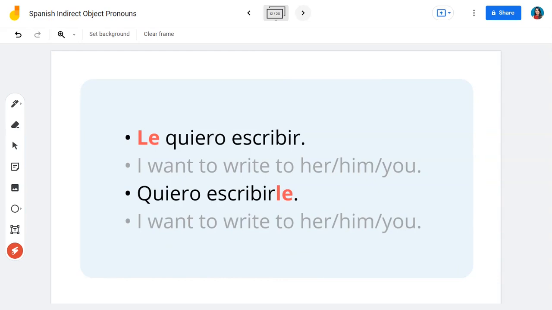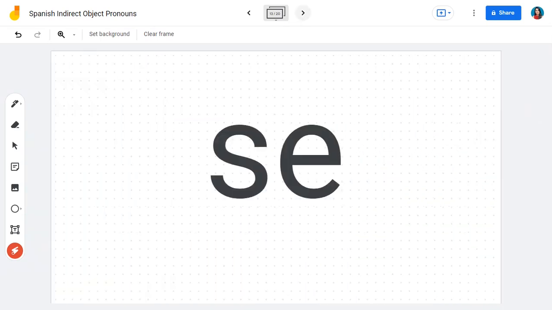And last but not least, if you have two actions like quiero, to want, I want, querer, right? And escribir, you have two actions, well, you have two options. Either you put it at the beginning of this verb phrase, or you attach it to the end of the verb phrase. And if you want to have all these rules, they are listed out in my blog as well.